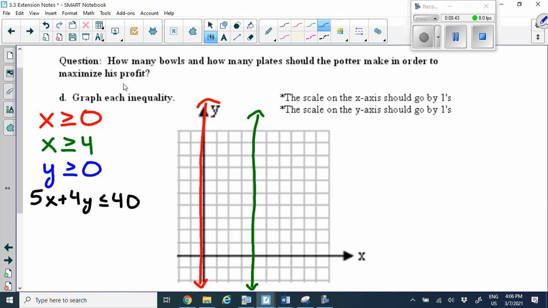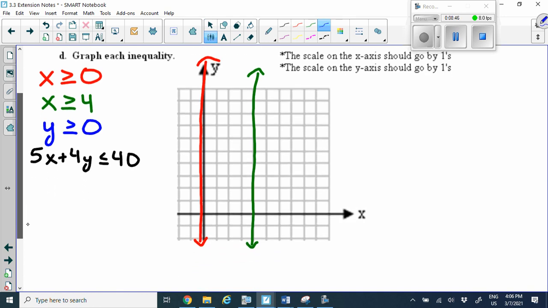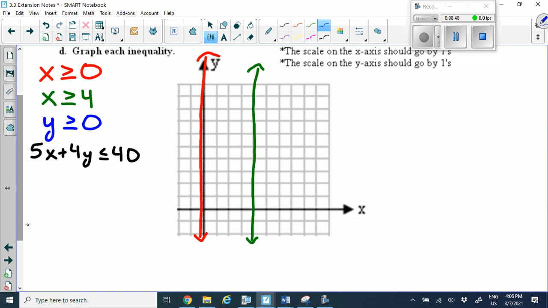Now, I'm going to do y is greater than or equal to 0. So here, that's going to be a horizontal line, and that's going to be on my x-axis.